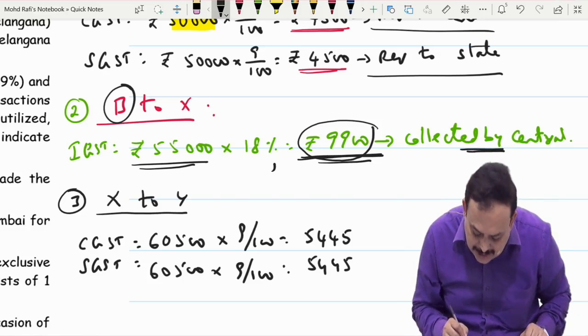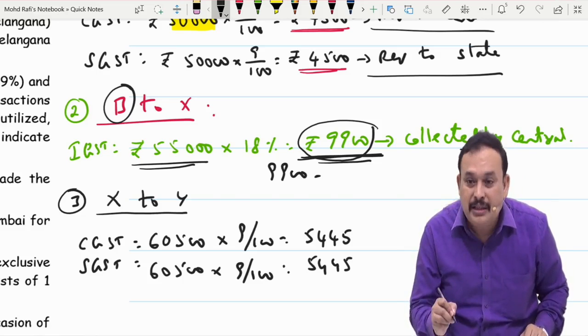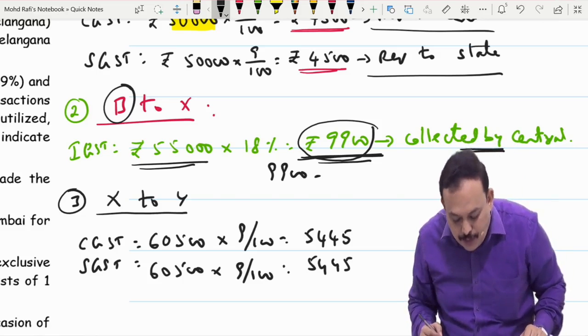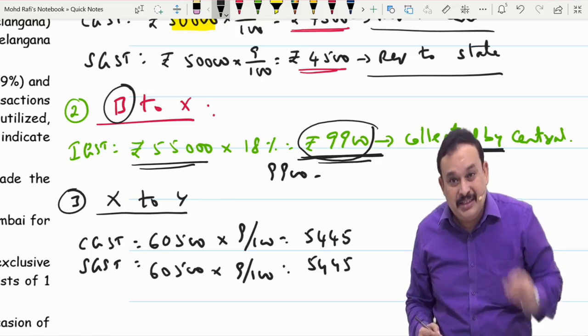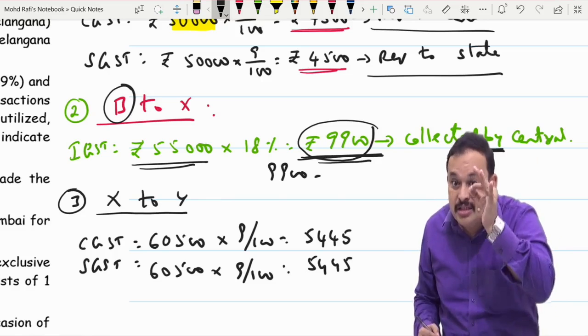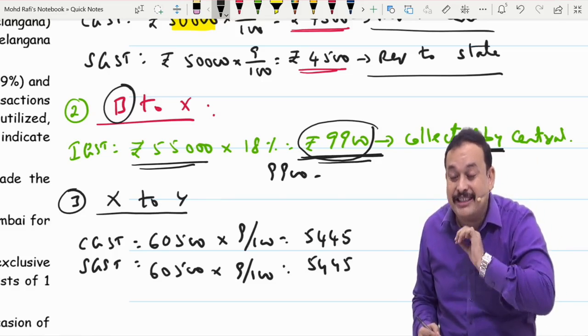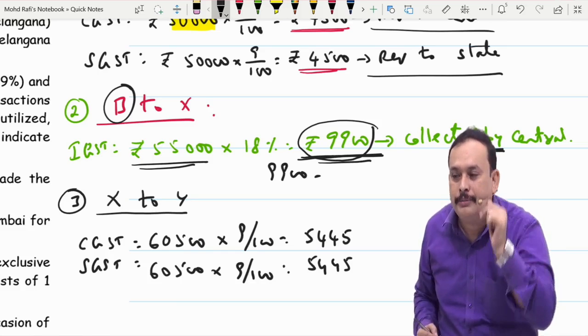Therefore, 9,900 minus 9,000. Here, very clear. Now, when you deduct the ITC against IGST payment, first priority is CGST. Next priority is SGST. That order you have to follow.